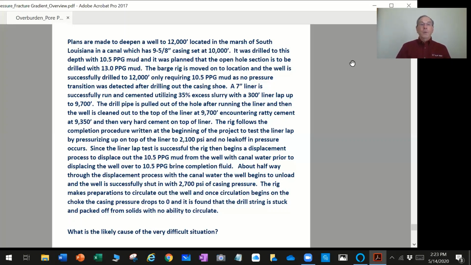About halfway through the displacement process with the canal water, which would weigh, maybe, it's close to fresh water, 8.3 or 8.6 pounds per gallon, the well begins to unload, and the well is successfully shut in with 2,700 psi of casing pressure. The rig makes preparations to circulate out the well, and once circulation begins on the choke, the casing pressure drops to 0, and it is found that the drill string is stuck and packed off from solids with no ability to circulate.